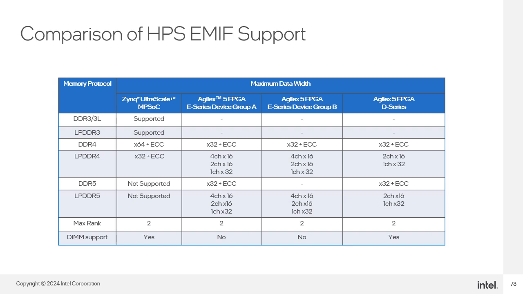HPS EMIF support on Agilex 5 devices is slightly different compared to the fabric EMIF. This is due to the data width for one channel of HPS EMIF interface not being able to span more than one I/O bank. For example, a single DDR4 x64 cannot be supported because it needs more than one single I/O bank to implement all the address command lanes and data lanes. However, you can place one DDR4 x32 in bank 3A and another DDR4 x32 in bank 3B. The 4-channel x16 configuration for LPDDR4 and LPDDR5 uses both banks 3A and 3B.